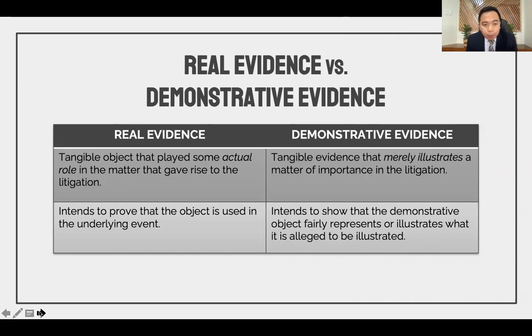Now, let us compare real or object evidence and demonstrative evidence. First, an object evidence is tangible. It can be touched. It is an object that played some actual role in the matter that gave rise to the litigation. Whereas demonstrative evidence is tangible evidence that merely illustrates a matter of importance in the litigation. So demonstrative is more of pointing, while object evidence is the actual object. Now, real evidence intends to prove that the object is used in the underlying event.